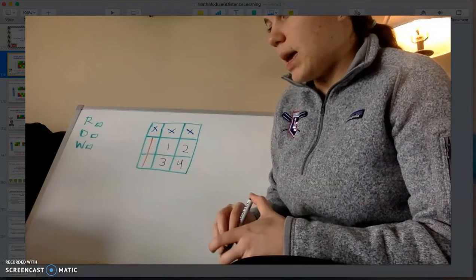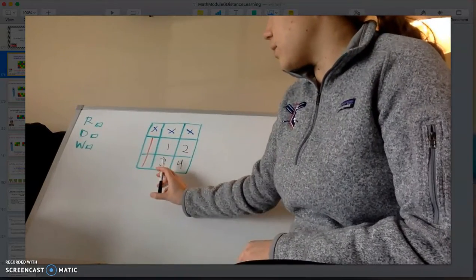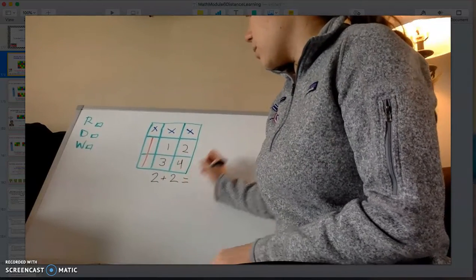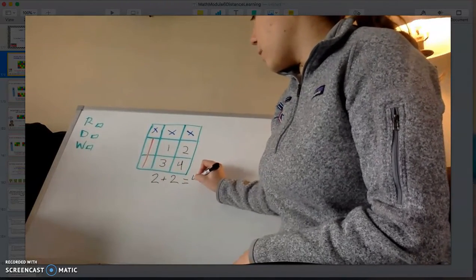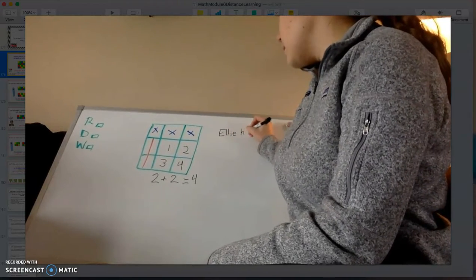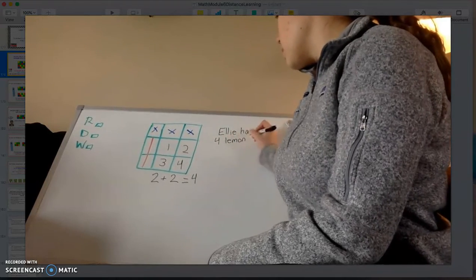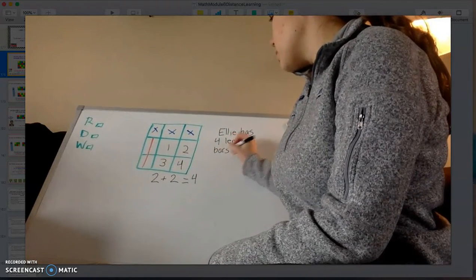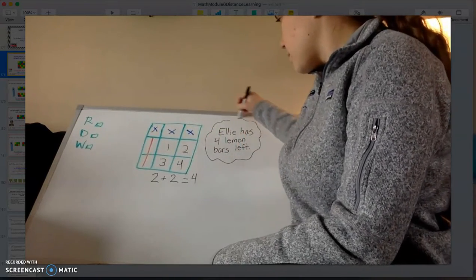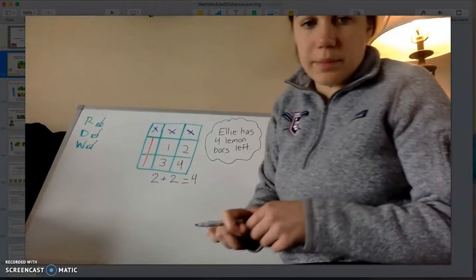So we can write a statement. We could do a repeated addition sentence for this as well. So what is this if we look by columns? We have 2 plus 2 equals what? Good, 4. So it says Ellie has 4 lemon bars left. So we've read our statement, we've drawn our picture, and we've written our problem.